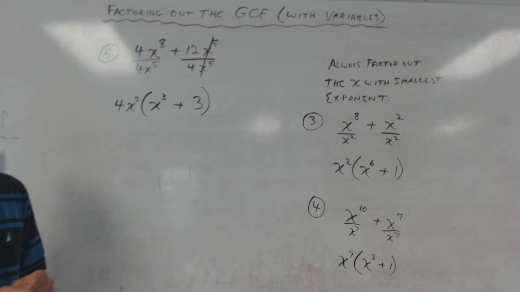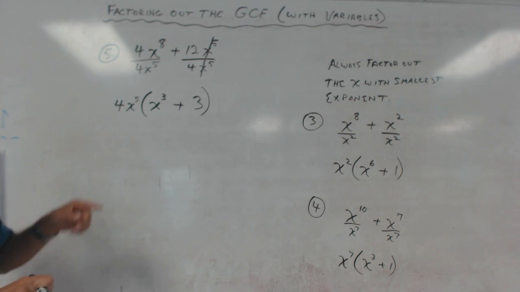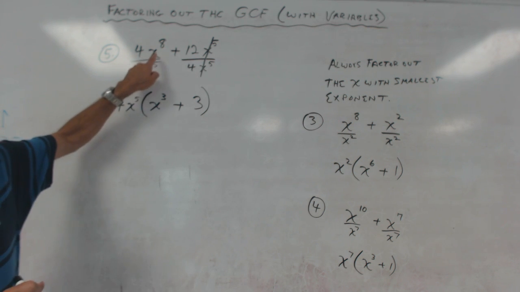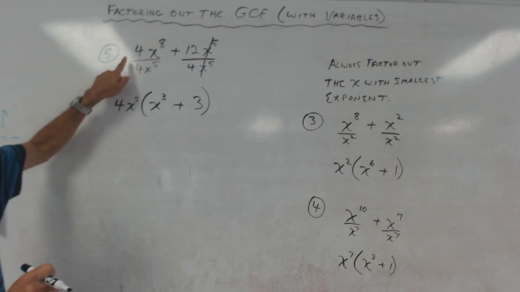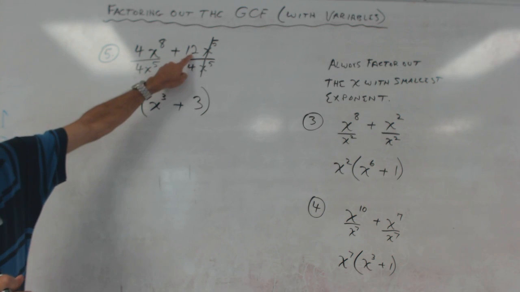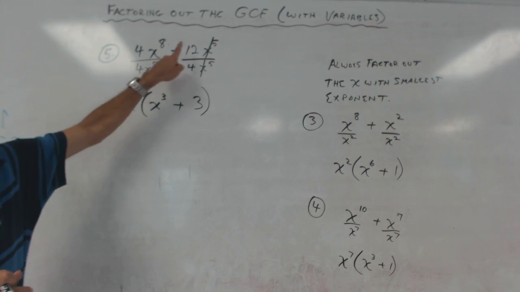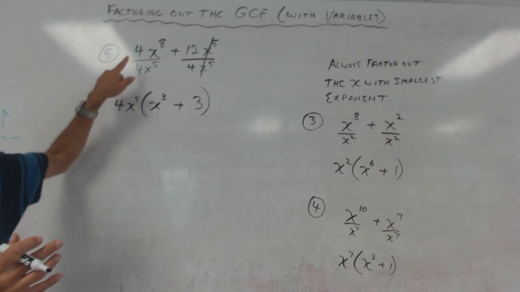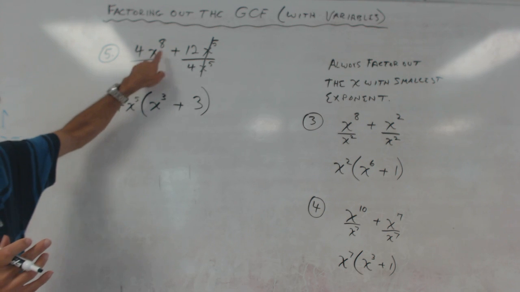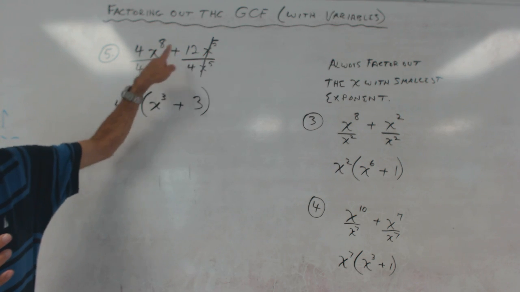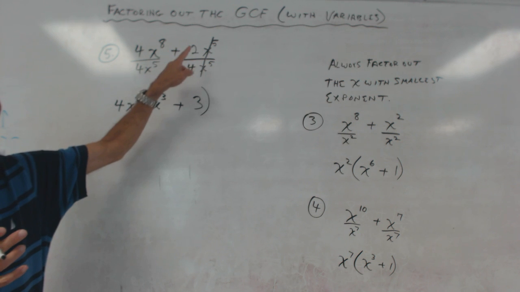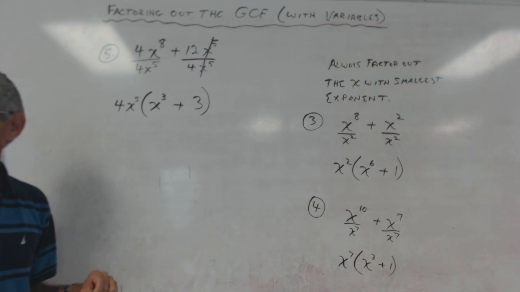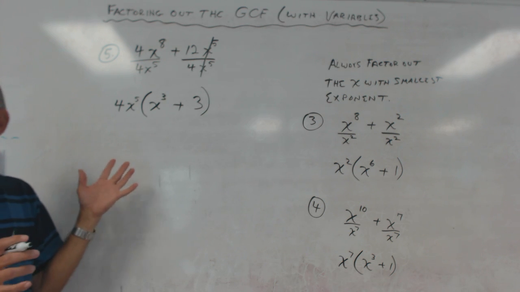Zane asked, how did you get 4x to the 5th? I first looked at the numbers, Zane. I pretended the variables weren't there, and I just looked at the numbers. What's the greatest common factor between 4 and 12? It's 4. So I wrote the 4 down. Then I pretended the numbers weren't there, and I looked at the x to the 8th and x to the 5th, and I said, which is the greatest common factor there? And then I put the x to the 5th next to it. Then I put my parentheses. So, do you get the idea?